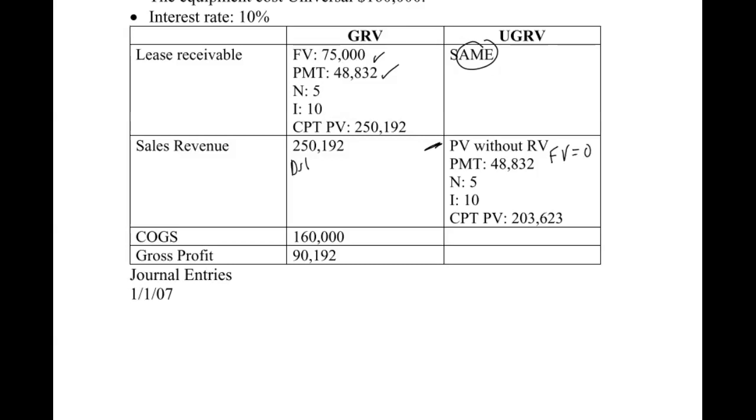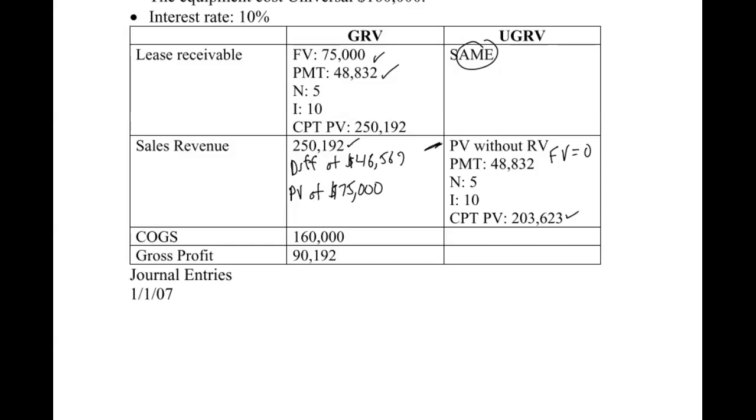So the difference between the two works out to be 46,569, meaning the difference between the 250,192 right here and the 203,623 right here. This number showed up in a prior video when we first started talking about residual values and we were calculating the payment. This is actually the present value of the $75,000 residual value. So if you did the present value of that number, you would get 46,569. That makes sense, so that's the difference between the guaranteed and unguaranteed numbers, because that's the only thing different in the calculation.